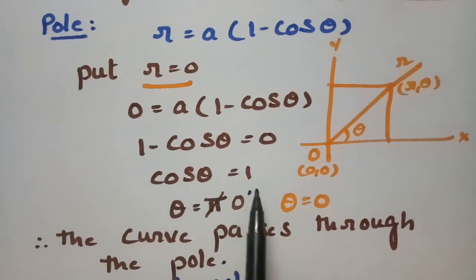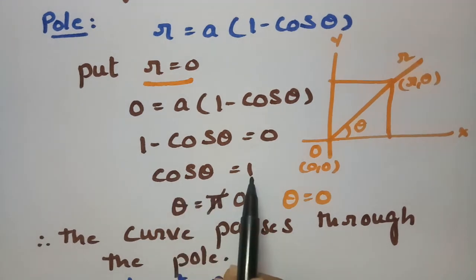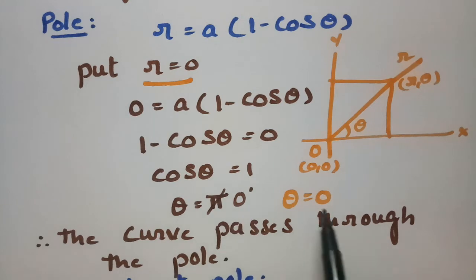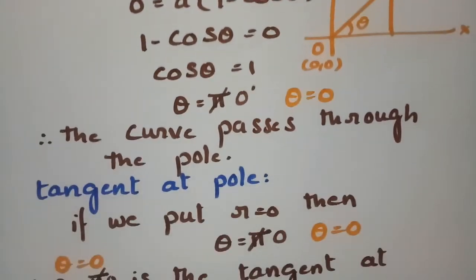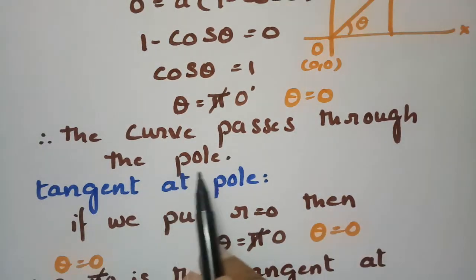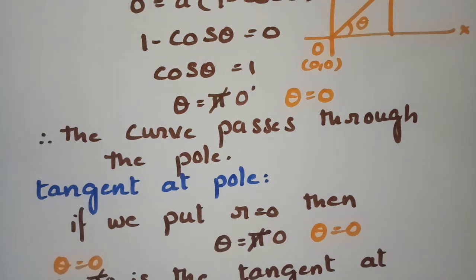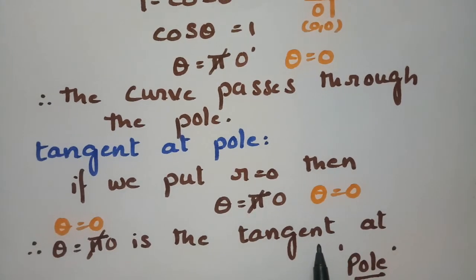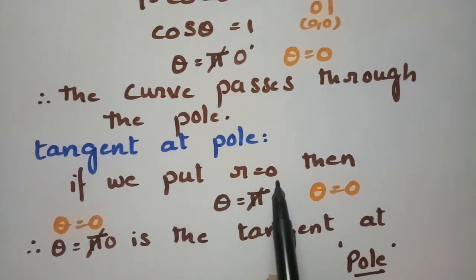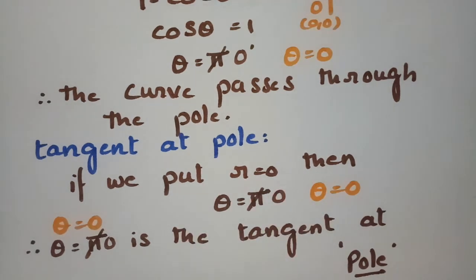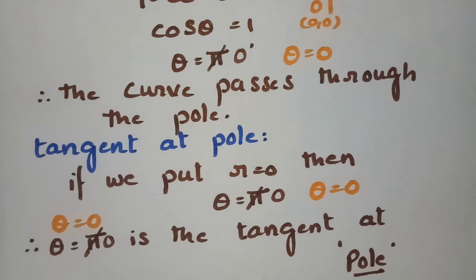So if I put r is equal to 0, cos theta is equal to 1. So when the theta value is 0 degrees, by mistake I have written it is 0 degrees. So the theta value is 0. And the next one, the curve is passing through the pole. As the theta value is 0, we say that the curve is passing through the pole. So if it's passing through the pole, we have to calculate the tangent at pole. So whatever theta value we get after putting r is equal to 0, that value will be the tangent at pole.